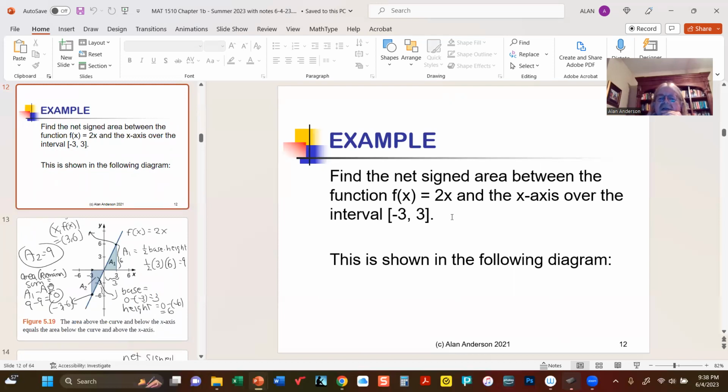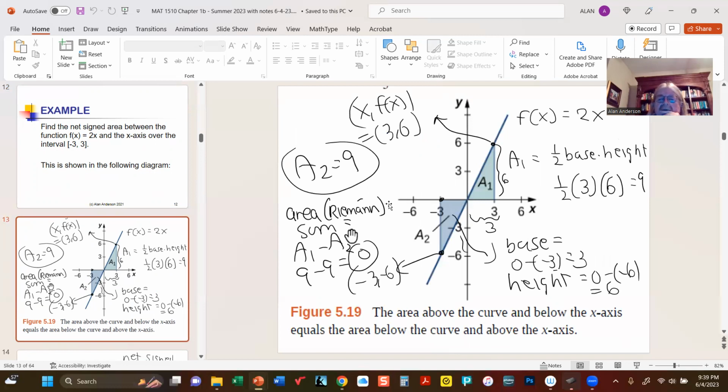So you've got f of x equals 2x, so it's a straight line, but we're looking at the interval from -3 to +3. So in other words, the area underneath this curve, if you notice, to the right of the vertical axis, we're interested in the area underneath the curve, and to the left of that, we're interested in the area above the curve. So the integral will be the difference between these two.